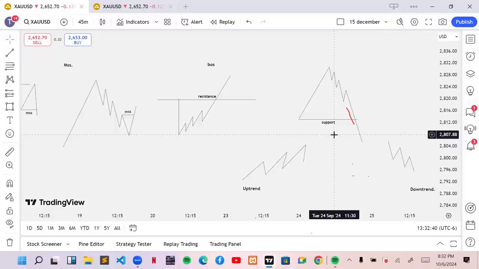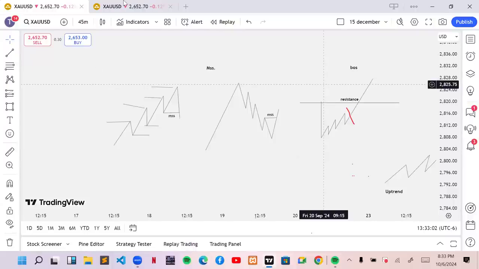Once I open my charts, I know I trade market structure, liquidity, and point of interest. When I open up the market structure part of my strategy, what are the first things I look out for? I look out for the current trend, and I look out for my break of structure or my market structure shift. Those are the only two things I look out for.